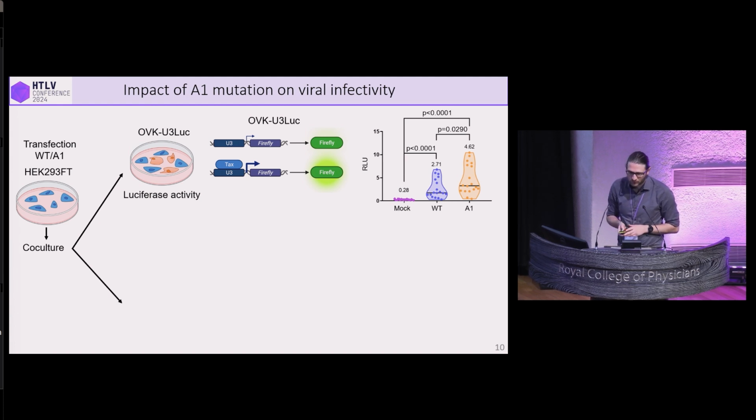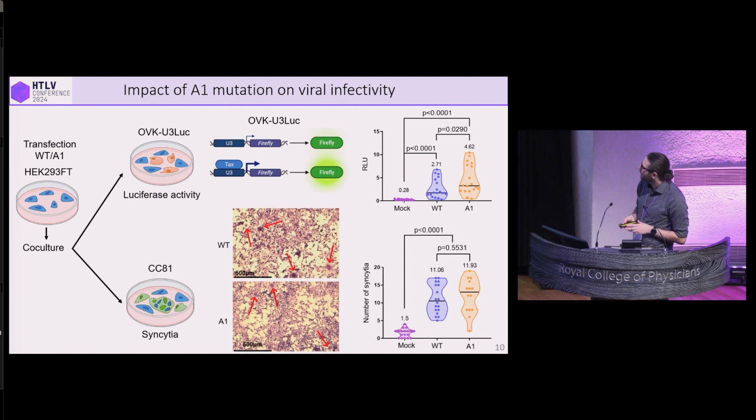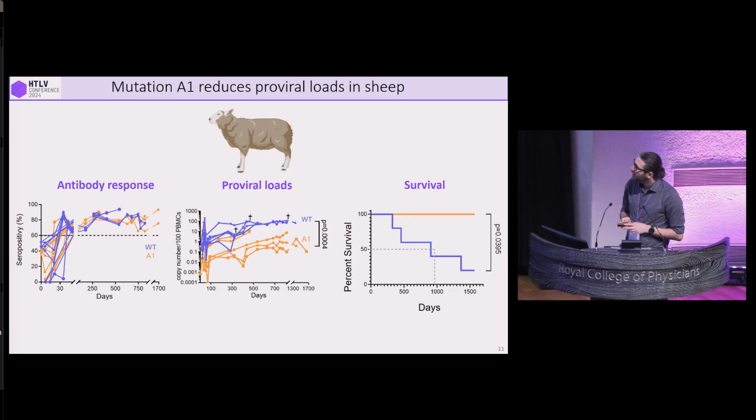The second co-culture experiment that we did was simply a syncytia formation assay, and in that experiment there wasn't any difference between the 2 co-cultures. Then we inoculated 2 different groups of sheep, one with the wild-type provirus and one with the mutant provirus. We saw that the A1 mutation did not change the infectivity of the virus. All the animals were infected by the virus and started to develop antibodies directed against the virus.